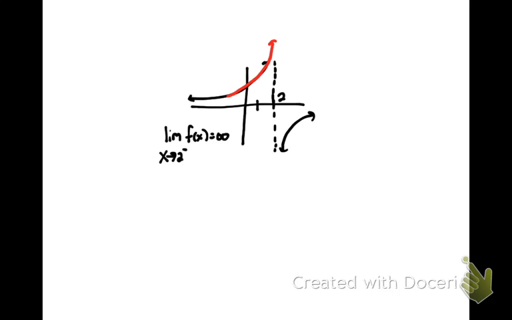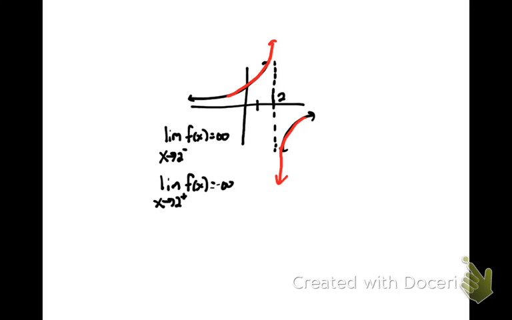And I would say that the limit as x approaches 2 from the right of this function is negative infinity. And the reason I would say that it's negative infinity is because as the x values get closer and closer to 2 from the right, the y values are decreasing and becoming more and more negative, and just going to continue to be more and more negative.